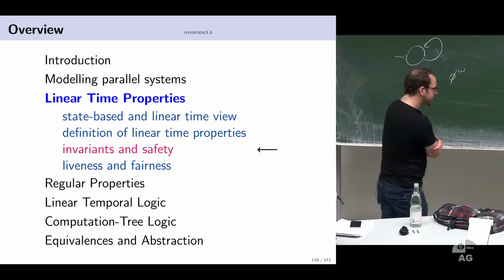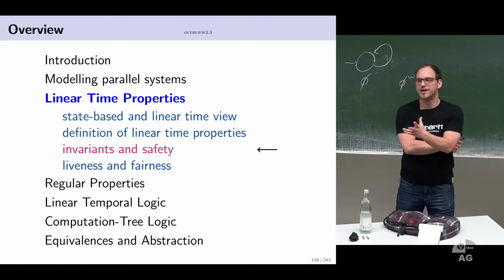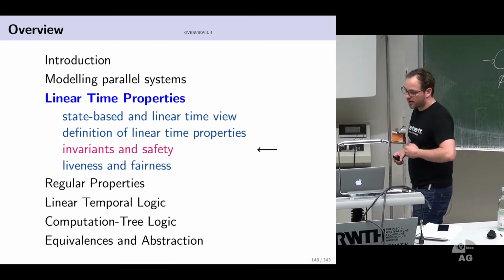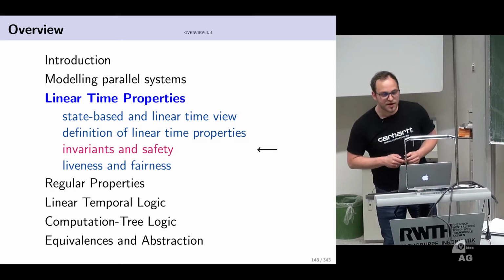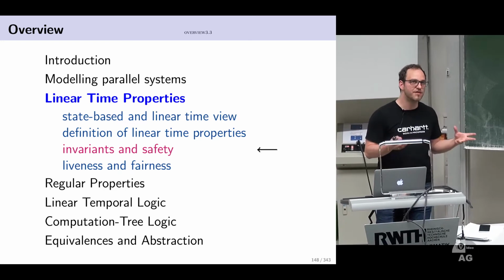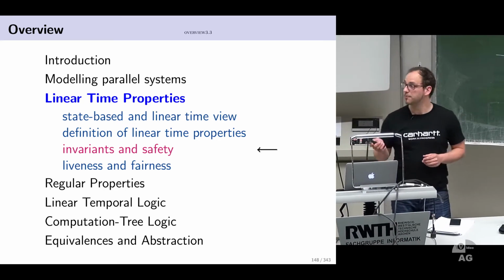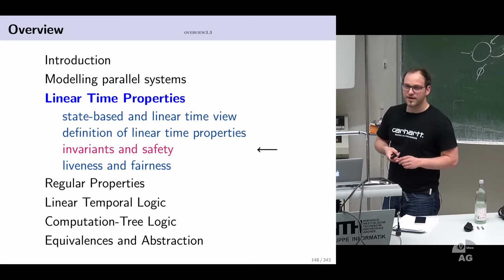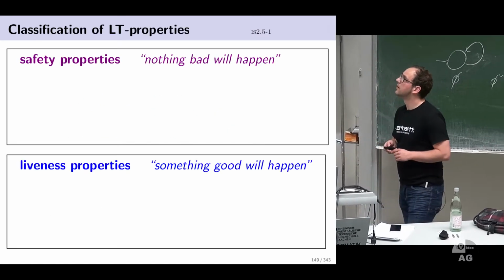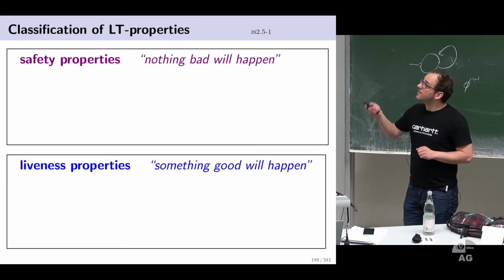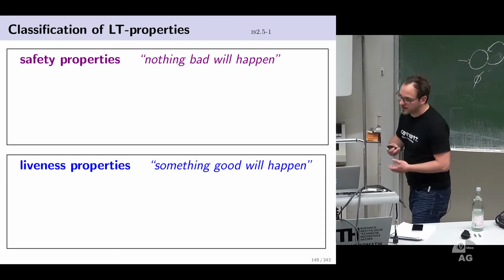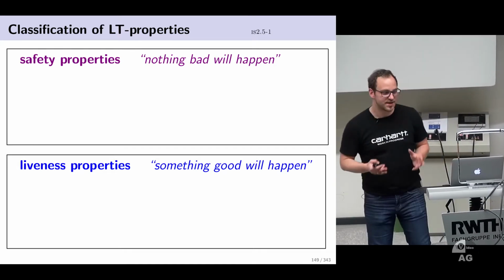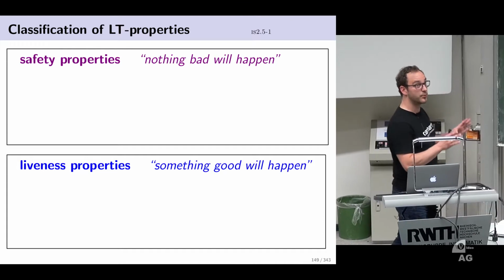I already mentioned this. Now we're going to basically categorize linear time properties into different classes. And by the end of it, it will hopefully be clear why it's meaningful and important to do that. And the first classes we're going to look at are invariance and safety properties. Now, safety properties, the intuition behind any safety property is it expresses that nothing bad will ever happen.